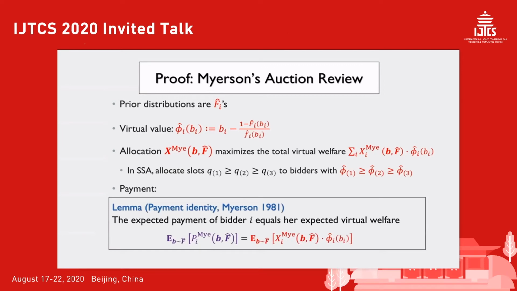For the payment, the payment of Myerson's auction can be characterized by the following lemma, which shows that the expected payment of bidder i equals her expected virtual welfare. So you can see that the purple part, the expected payment, equals the expectation of allocation x_i times her virtual value phi_i hat.